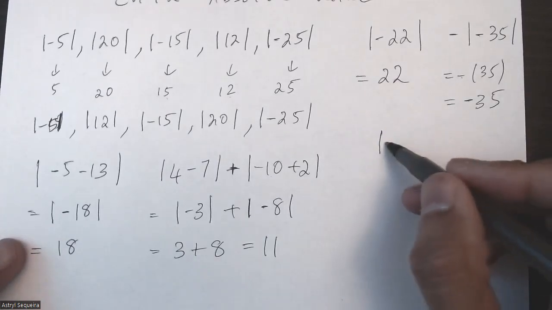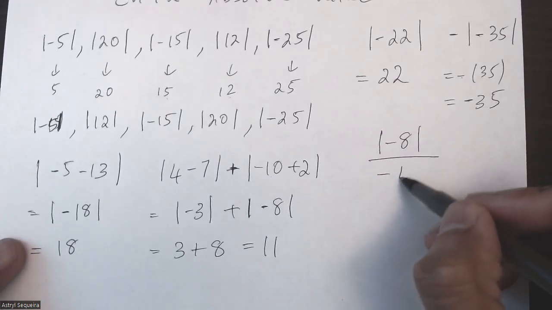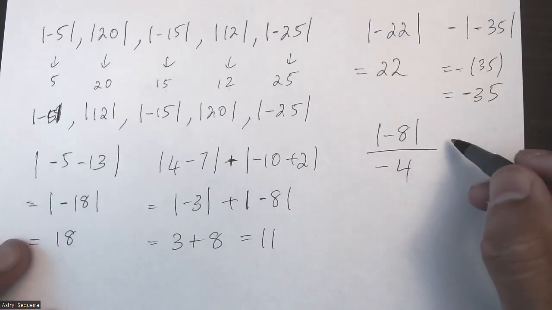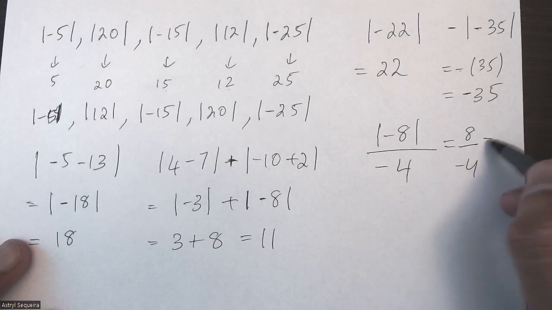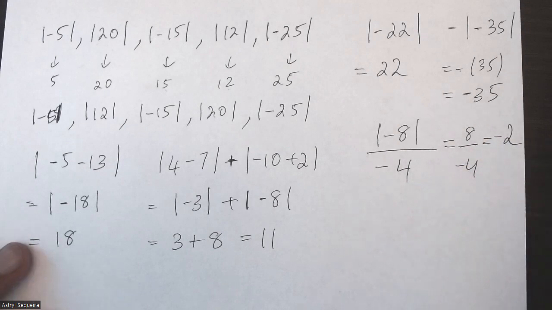Next one, I have the absolute of -8 divided by -4. That's just the absolute of -8 is +8. So 8 over -4, which is just -2.